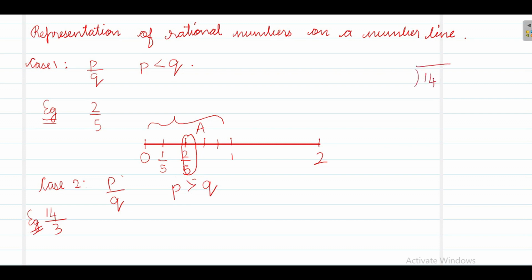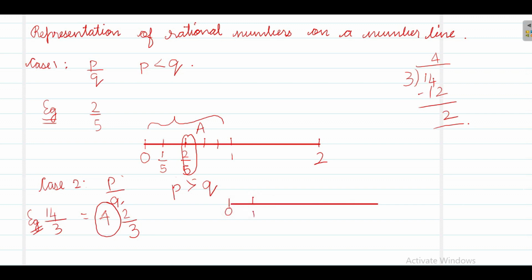So 14 divided by 3. 3 fours are 12 and you get a remainder 2. So 14 by 3 can be represented as 4 2 by 3. Okay, so here 4 is nothing but the whole number. So on the number line, when you're going to draw the number line and mark it, you definitely know your number is going to be something greater than 4. So you mark it as 0, 1, 2, 3, 4 and 5.